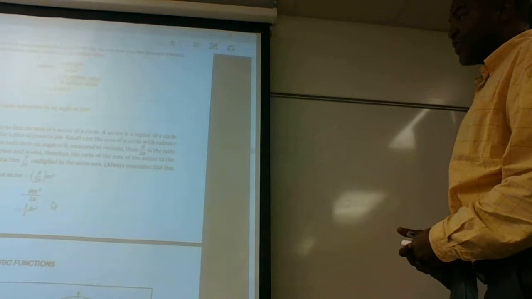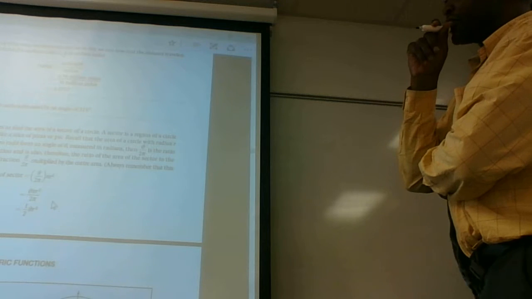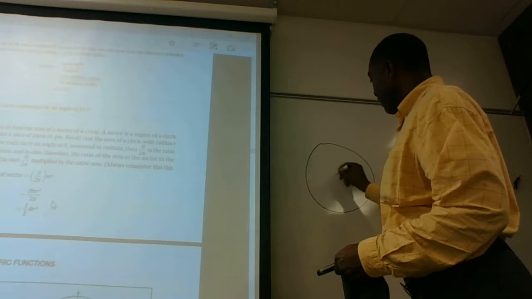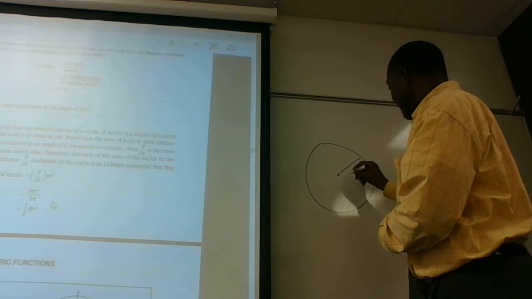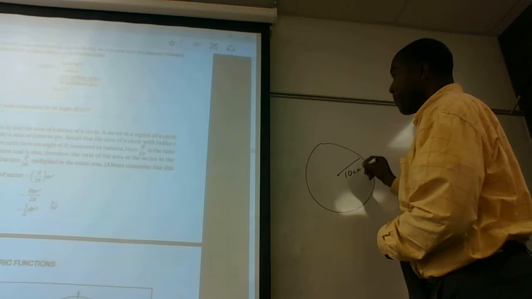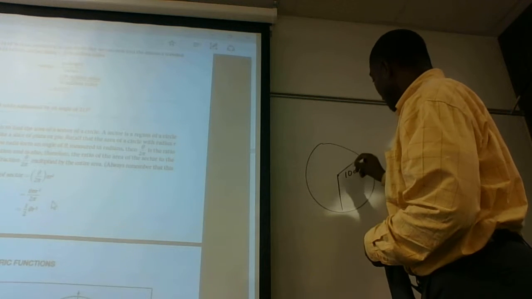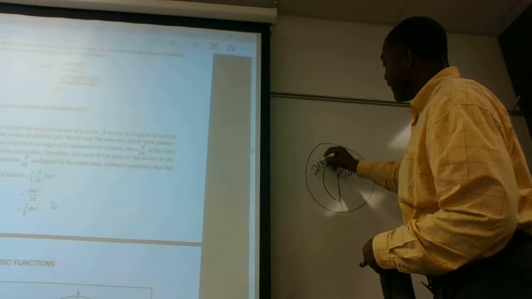All right, say I'm given a circle, and I'm taking this out of the book, it says try number 8. I'm given a circle. They said my radius, again, is 10 centimeters. But I want my angle to be 215 degrees.